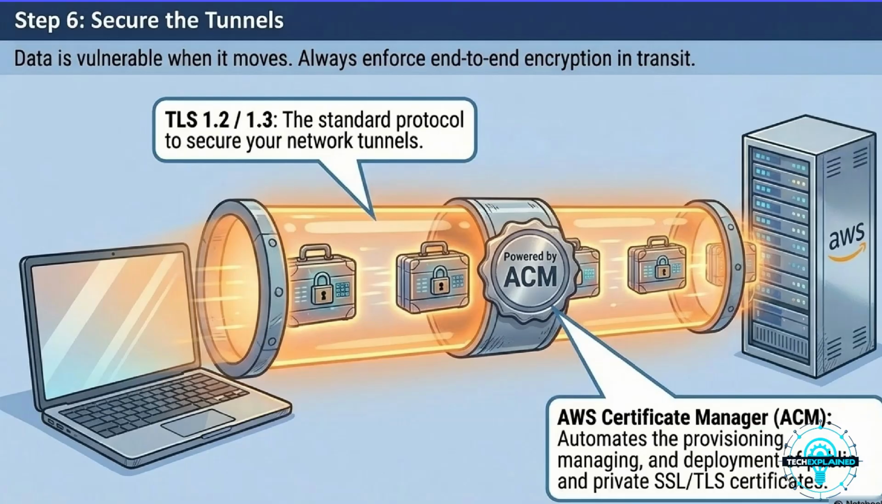Step 6 secures your data tunnels, protecting information as it travels across networks. Transport Layer Security, or TLS, encrypts data in transit, ensuring that even if someone intercepts the communication, they can't read it. AWS Certificate Manager makes this easy by provisioning, managing, and deploying SSL and TLS certificates. It handles certificate renewal automatically, eliminating the risk of expired certificates taking down your applications. Whether data moves between your users and your applications or between your AWS services, encryption in transit is non-negotiable.